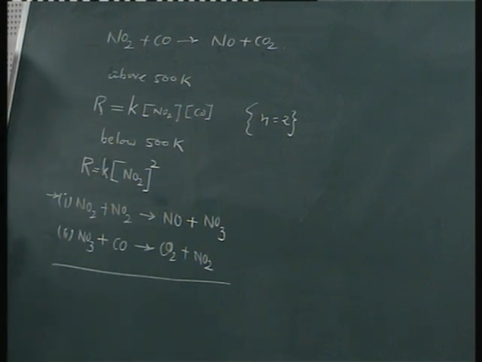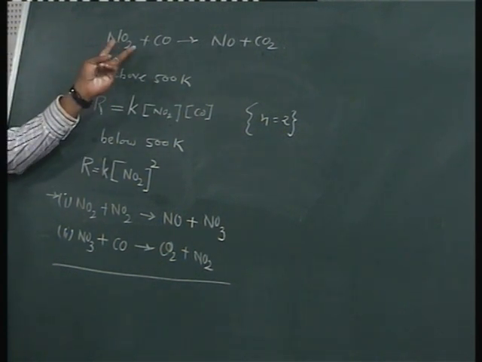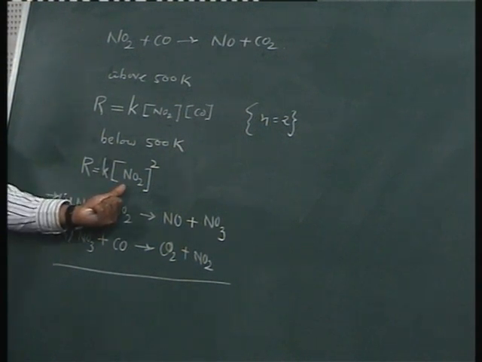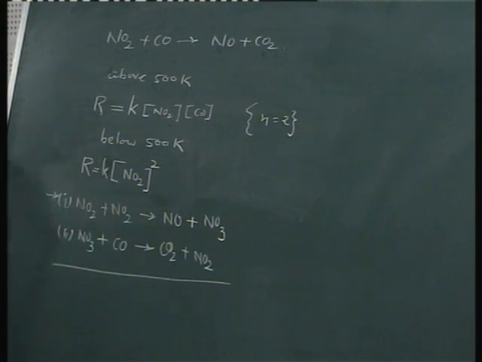So from this example we can say that if we change the experimental condition of the reaction, the mechanism of the reaction will change. Above 500 Kelvin, the reaction is a single step reaction, depending on the concentration of both the reactants. But below 500 Kelvin, the same reaction is not an elementary reaction but a complex reaction and depends on the concentration of one reactant, that is NO2 only.